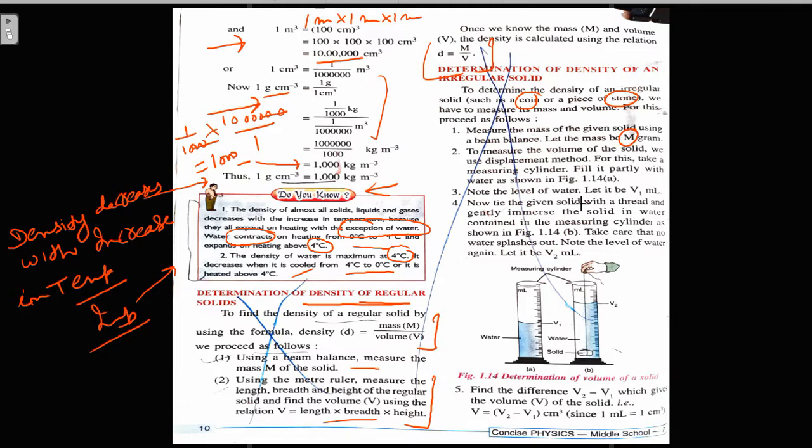To measure the volume of the solid, we use the displacement method as we have done earlier. So this is the displacement method. We have found the mass of the given solid, right?